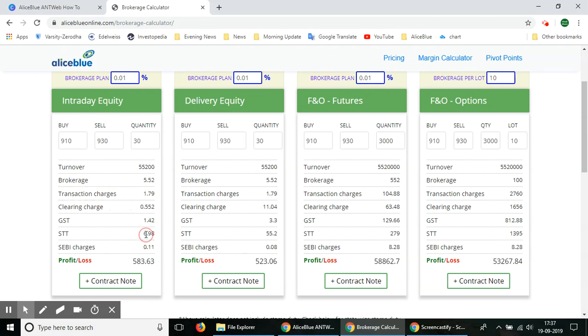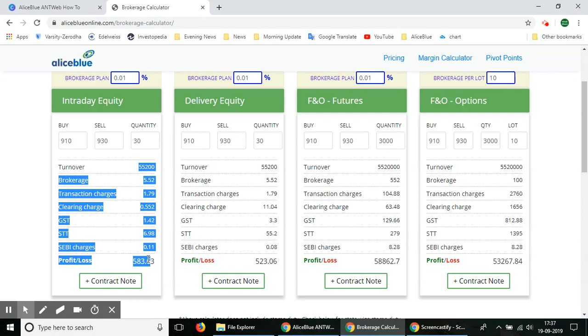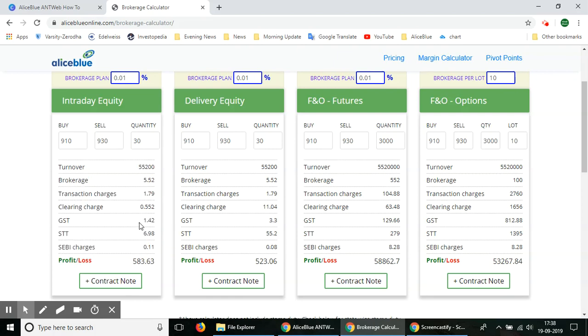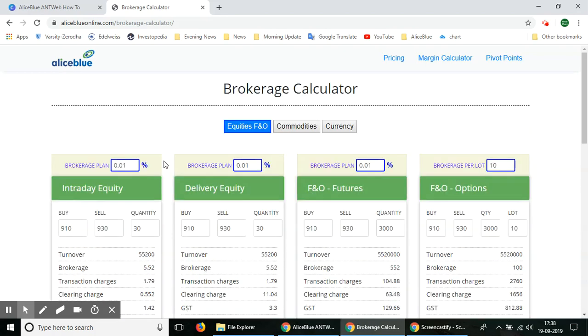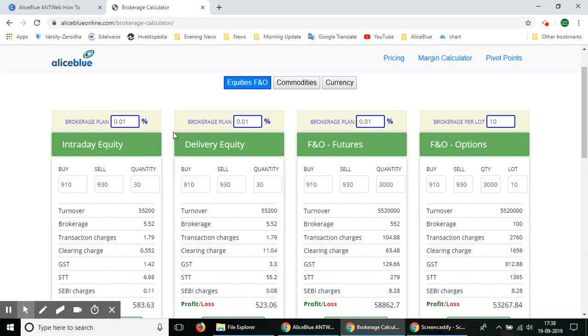All of the details will be provided here, like the entire breakdown, like how much you have bought it for, how much you sold it for, and the quantity. And once you type in all of those details, it'll give you the breakdown of all of your charges, and you can see how the profit was charged or how much the profit was reduced. So let's perform a few examples to give you an idea of how you can use the brokerage calculator also.